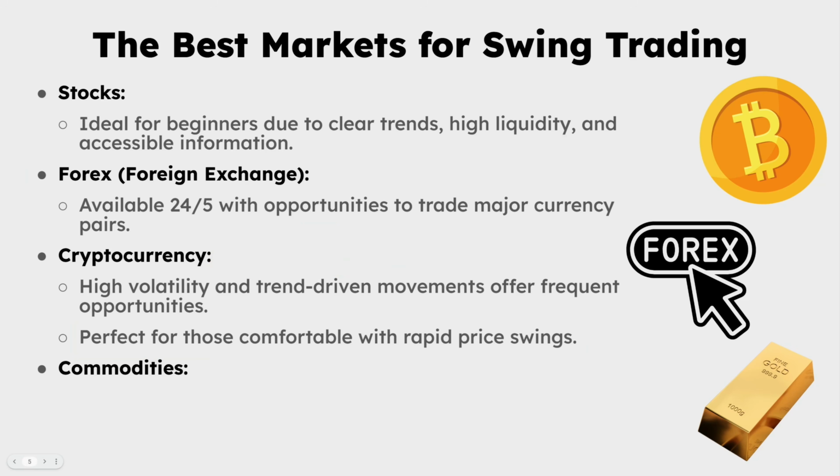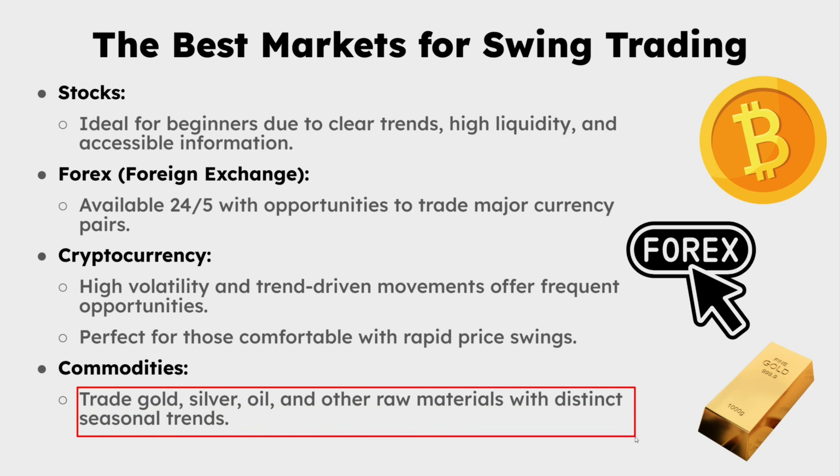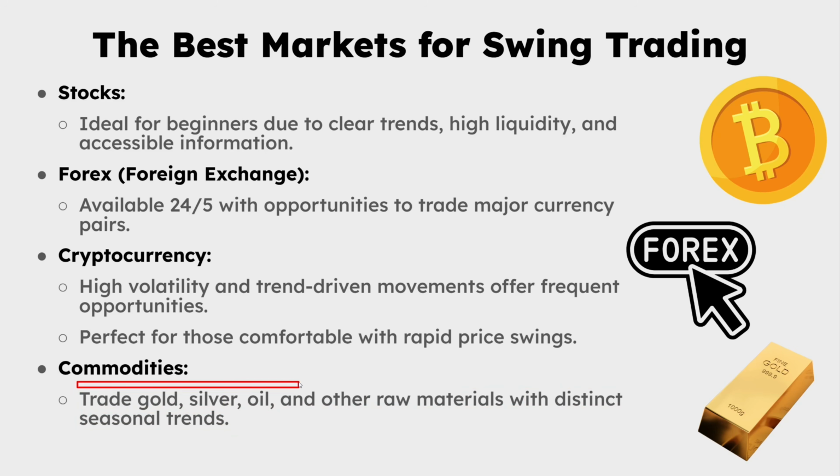Last but not least, I also want to mention commodities. So these are things like gold, silver, oil, even coffee beans and something like that. As I said, you can trade gold, silver, oil, and other raw materials with distinct seasonal trends. So that is a thing with commodities that you can actually take advantage of.